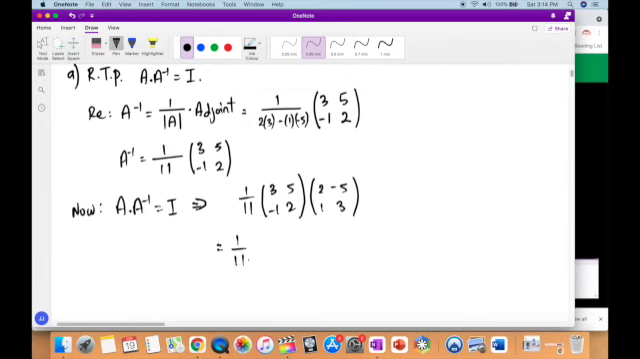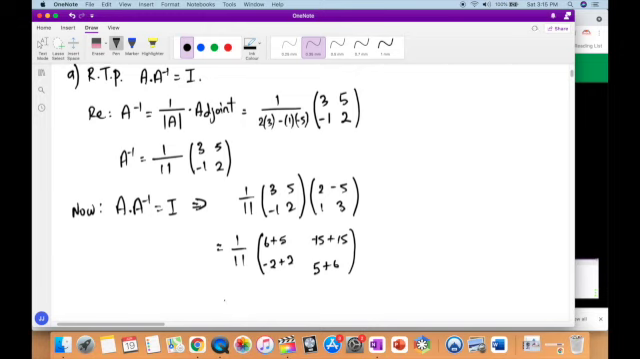So 1 over 11. And let's go with it. 3 times 2 is 6, plus 5 times 1 is 5. Ooh, that looks good. 5 3s are negative 15. And 5 3s are positive 15. Okay. 2 1s are negative 2. 2 1s are positive 2. And we have here negative 1 times negative 5 is positive 5. And 2 3s are 6.